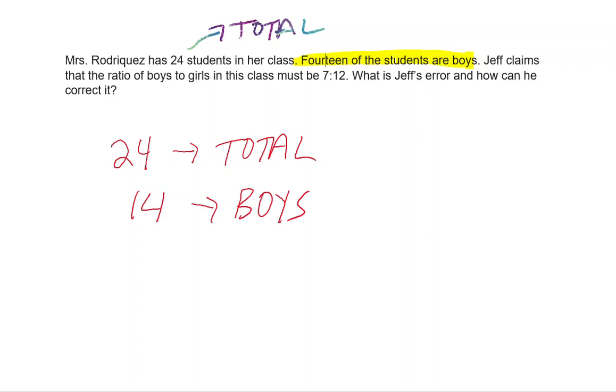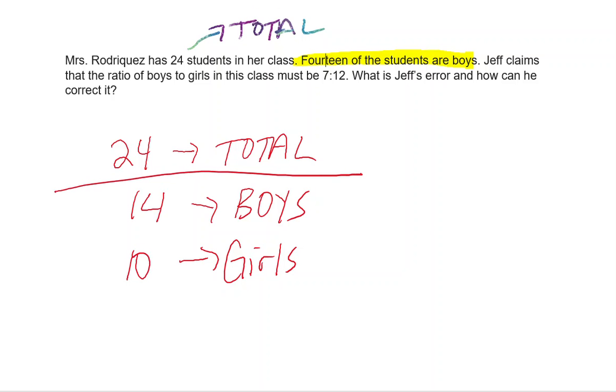If 14 are boys, then couldn't I keep going and say, well, how many are girls? 24 minus 14 is 10. So we have 24 in all. If 14 are boys, then that means 10 are girls. So we can come up with all sorts of ratios here. We could also come up with fractions by doing a part to whole. So like 14 out of 24 boys. The fraction of girls is 10 out of 24. Those are fractions, but they're also ratios.